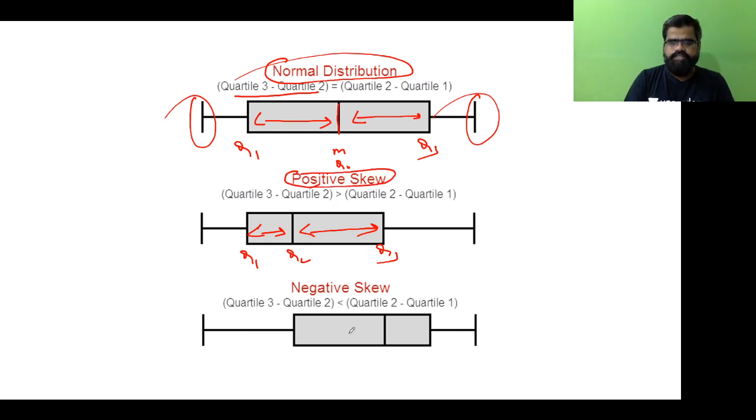Now come to the negative skew. Again, this is Q1, this is Q2, this is Q3. You can see it is quite evident this part of the graph is less than this part of the graph. So can I say Q3 minus Q2 is less than Q2 minus Q1? So this is your negative skew. Okay. So this is the way we have to interpret it.